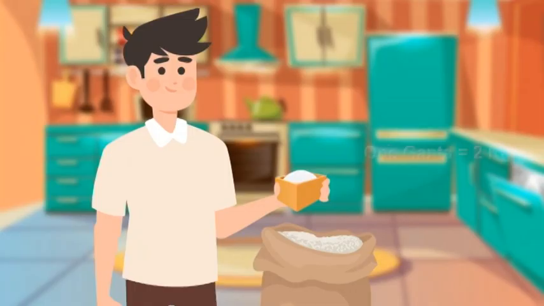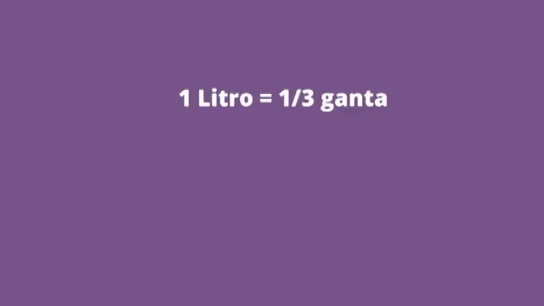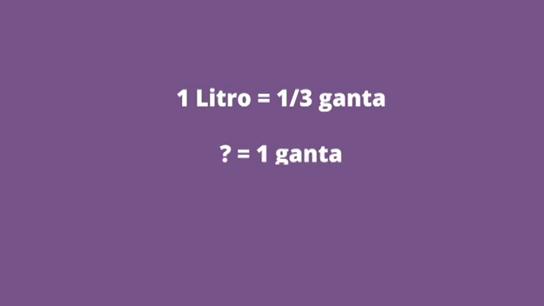Now that we have standard units of measure, rice, corn, and other cereals are sold by the kilogram. 1 ganta of rice is roughly 2 kilograms. Look at the indigenous measures of volume again. If a litro is 1/3 of a ganta, how many litros are there in 1 ganta? If you say 3 litros, then you are right. Our grandparents would usually express it in Spanish as 3 litros.